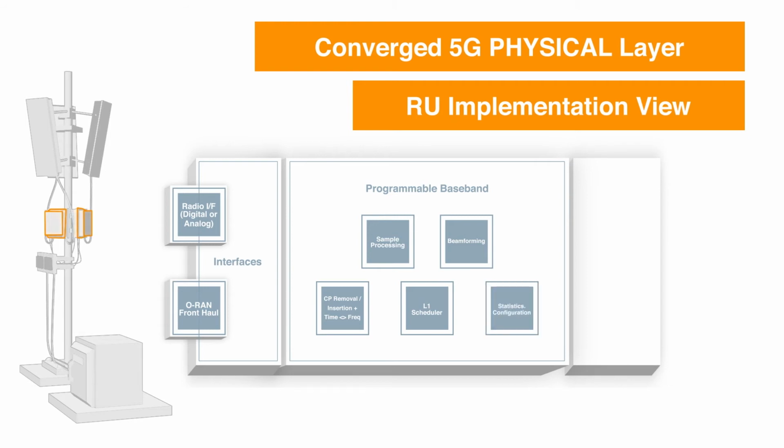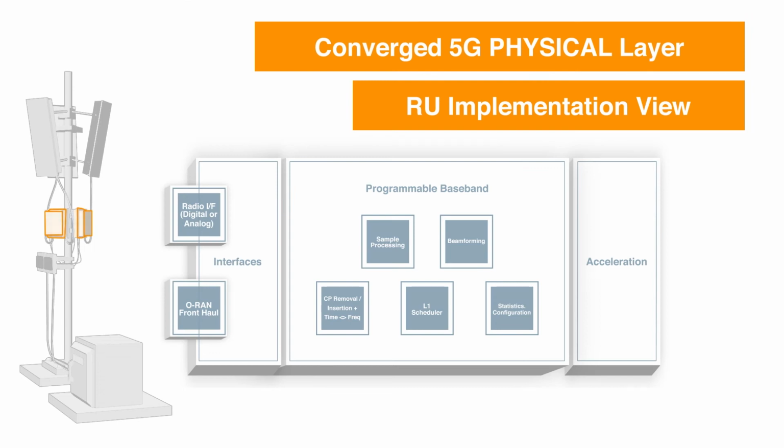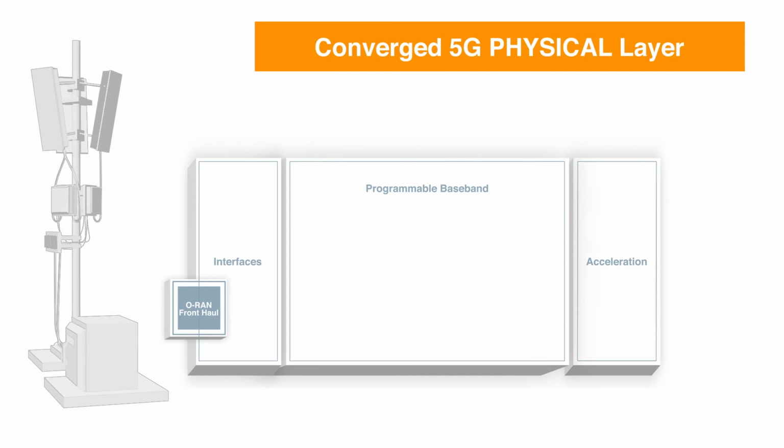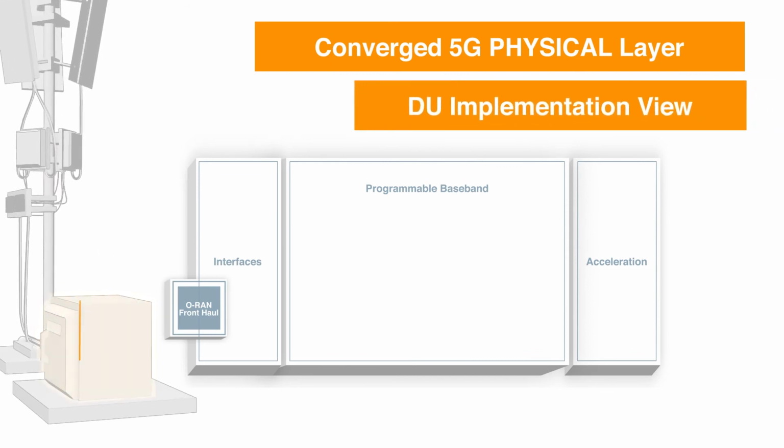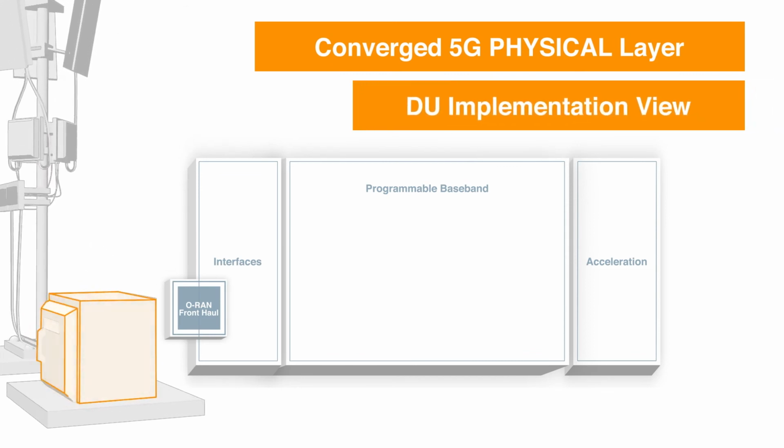The RU also needs to implement a fast Fourier transform as well as cyclic prefix addition and removal. All of these need to be accelerated as these operations happen at a very fast time scale and very periodically. An ORAN compliant front haul would also be needed to communicate to the DU. On the DU, a similar ORAN module would be needed. Subsequent frequency domain operations are done on the DU for the PHY.